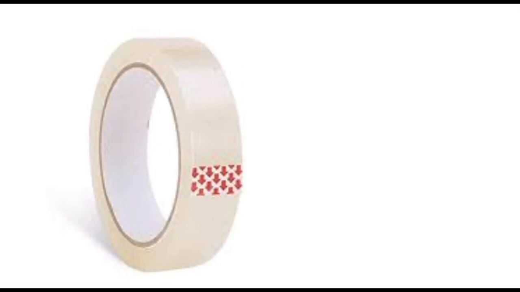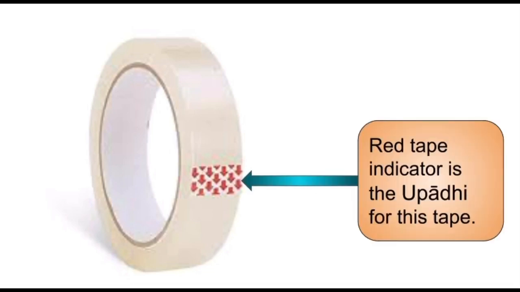If you see this transparent tape, you see a red tape indicator here. This red tape indicator helps us to recognize the beginning of this transparent tape. So this red tape indicator can be called an Upadhi for this transparent tape because it helps to recognize the beginning of the tape.